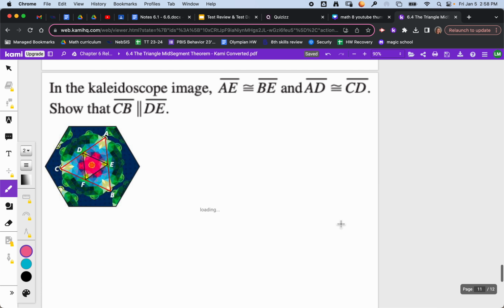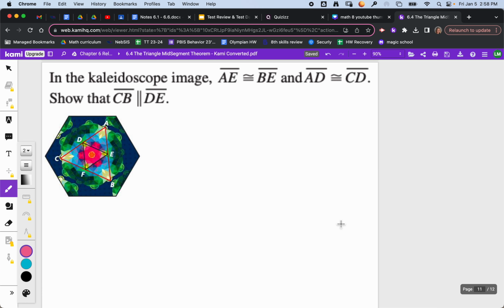The last one we're going to talk about is a proof, and you can write this either way you want to. I'm going to do a paragraph proof. It says in the kaleidoscope, I know that AE is equal to BE and AD is equal to CD, so show that CB is parallel to DE. So our given, we know AE is congruent to BE and AD is congruent to CD. So noticing where those are, AE, BE, AD, CD. And I don't know if they're all equal to the same, so that's why I just said AD is equal to CD with 2 tick marks.